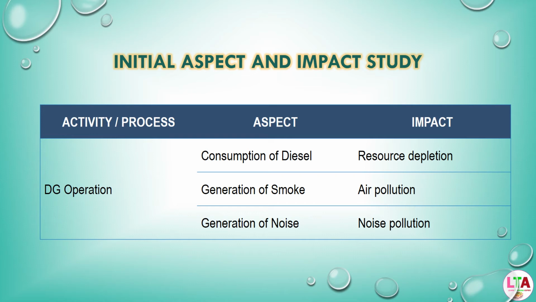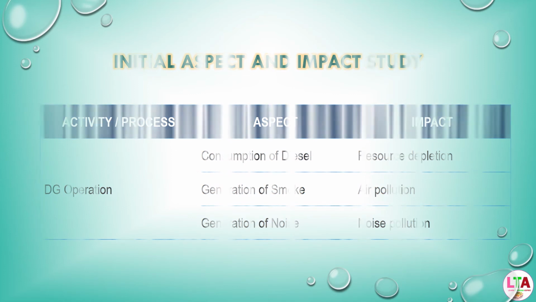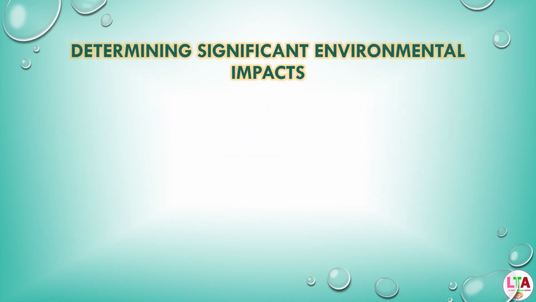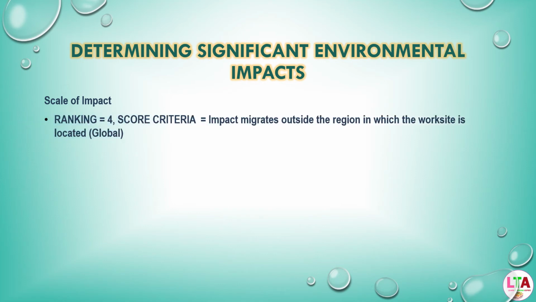For consumption of diesel, the impact is resource depletion, and the generation of smoke is again air pollution, and generation of noise is again noise pollution. Having identified environmental aspects, we need to give some criteria, or some kind of rating. Based on the rating, we are able to identify the significant environmental impacts. The significance can be determined by qualitative analysis or quantitative analysis.